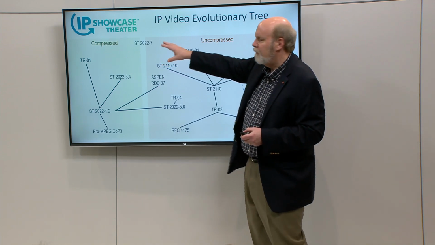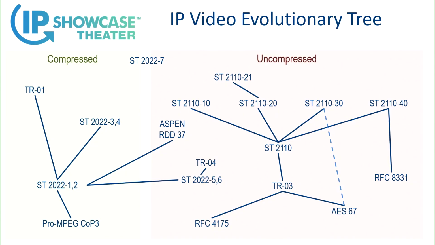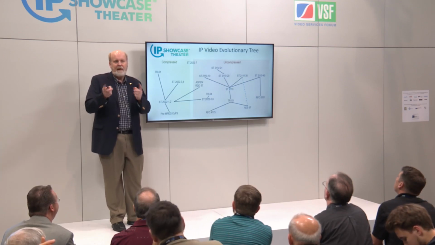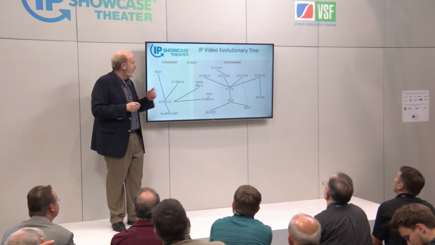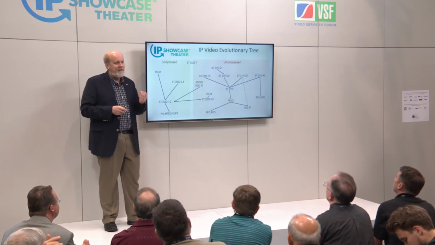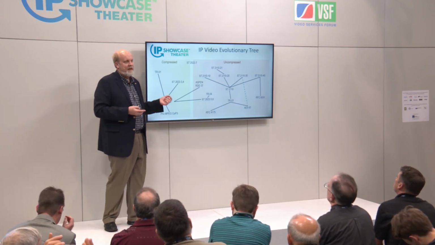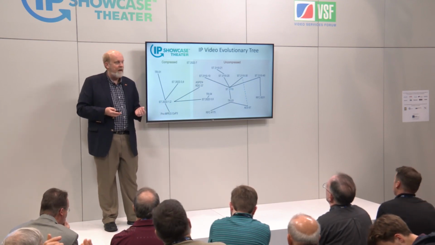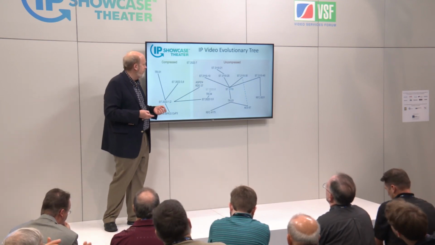Then we have another interesting standard called 2022-7. What that does is it talks about how we can take one stream, send it out over two different networks, and use a receiver that can take both streams and pick only the good packets that come through. So 2022-7 is a very valuable technology, particularly for very high reliability networks over a wide area delivery system.